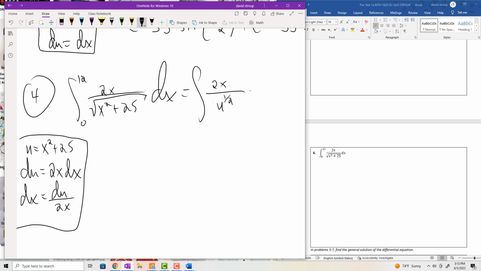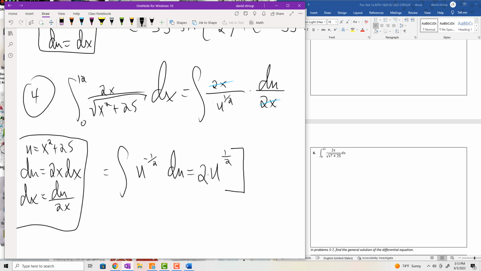So 2x over square root of u, or u to the 1/2, times dx, which is now du over 2x. And you require a cancellation amongst the x's, and we have that. It's a real nice cancellation. In order to integrate, I'm going to have to rewrite 1 over u to the 1/2 as u to the negative 1/2 du. And then I can go ahead and use power rule. Negative 1/2 plus 1 is positive 1/2. And then divided by 1/2 is the same as multiplying by the reciprocal, 2. Remind yourself to evaluate. And then finally back sub.